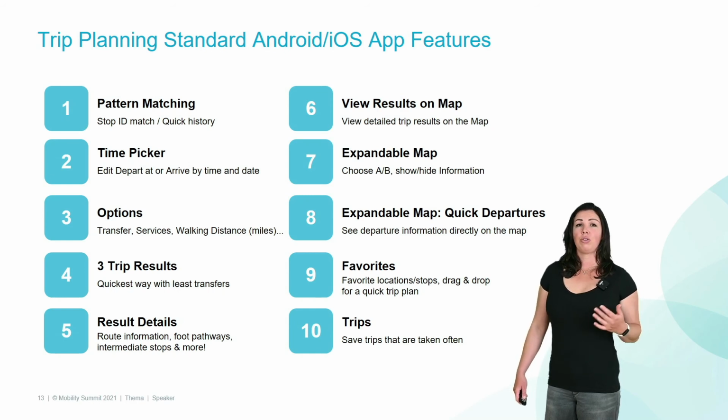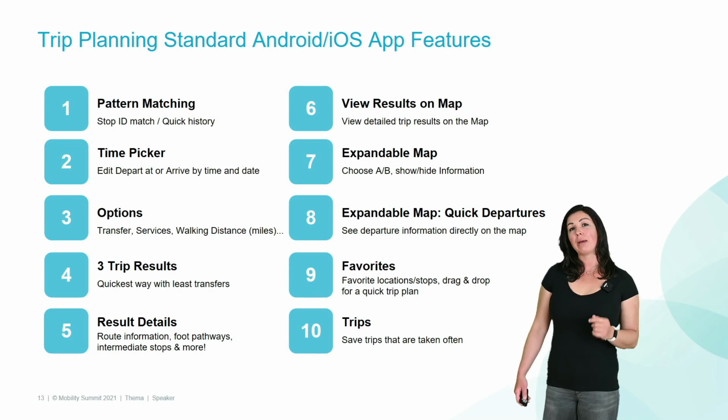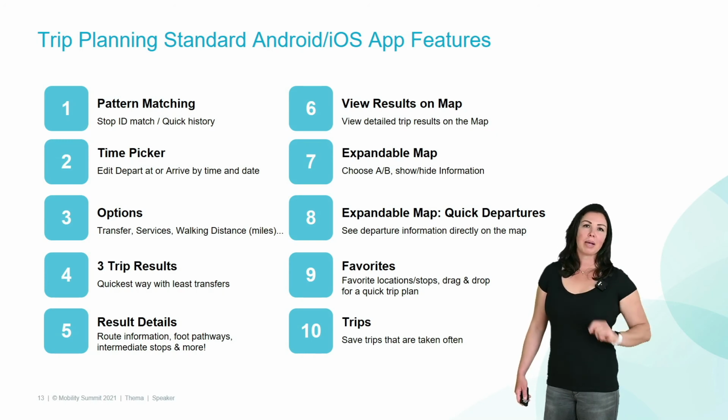The fourth is we show you 3 really nice trip results, the quickest way with the least number of transfers. The fifth, of course, the result details, which we show much more route information on, foot pathways, intermediate stops, and of course, a lot more. 6, you can view those results on the map simply by clicking that little map button up at the top. 7, the expandable map. As you remember, this was quite a cool feature which allowed the customer to really use a visual view of what's going on around them.